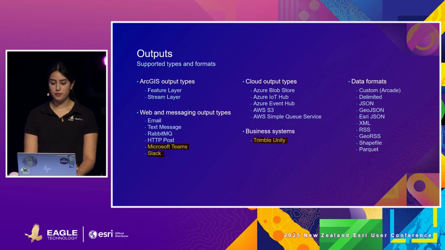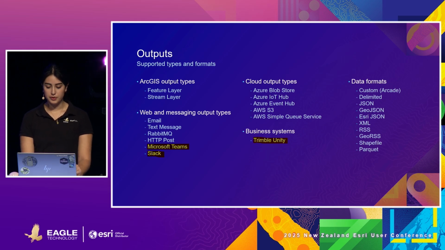And then this slide shows the different ways Velocity can output data once it's been processed, so whether it's real-time or historical. And under web and messaging output types, there's some new additions. So Microsoft Teams and Slack are now supported, making it easier to send alerts or updates directly into your collaboration tools. So this is especially useful for operational teams who need to act quickly on incoming data. And also under business systems, Trimble Unity is now supported, which is a new integration for asset and field operations, particularly useful for utilities and infrastructure management.